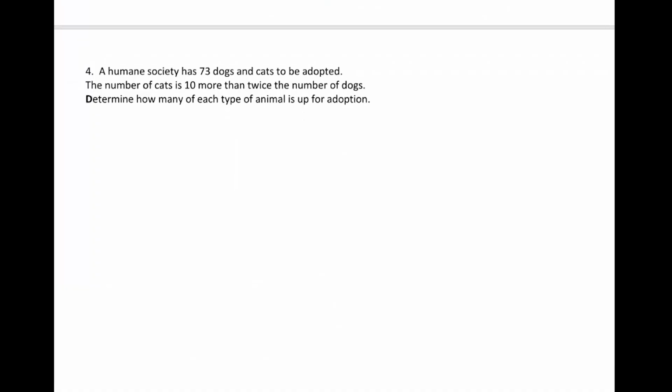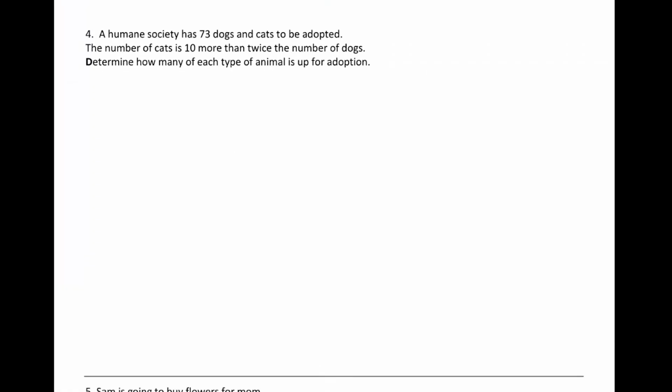Number 4 says a humane society has 73 dogs and cats to be adopted. The number of cats is 10 more than twice the number of dogs. Determine how many of each type of animal is up for adoption. So let's break down the two equations that we need to set up. There's a total of 73 dogs and cats.